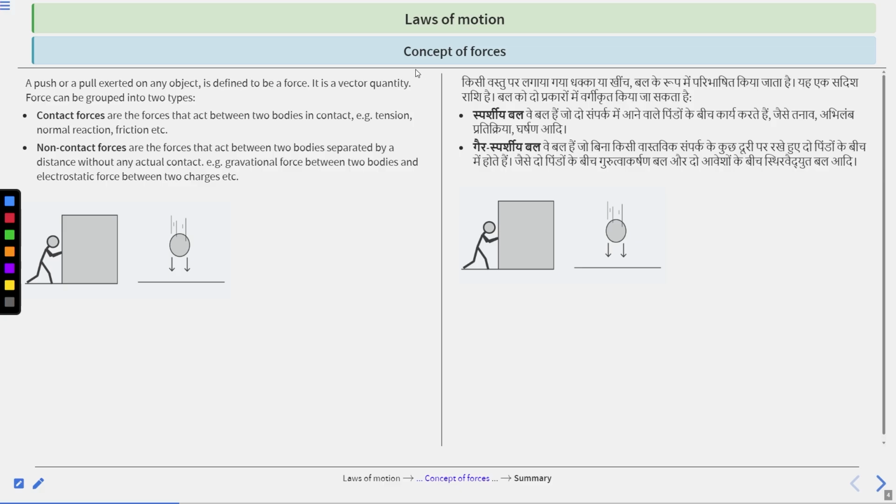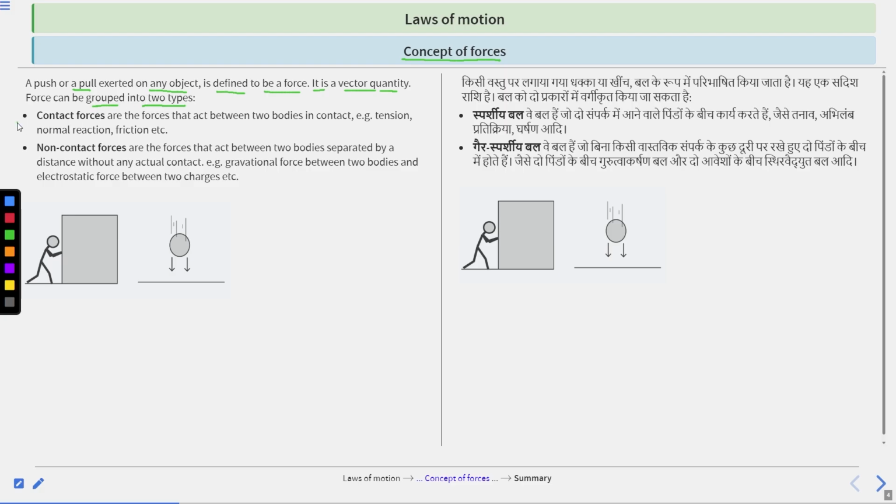So first is concept of forces. So what are the concepts of forces? There are two types of force. First is contact force, second is non-contact forces. So a push or a pull exerted on any object is defined to be a force. It is the definition of the force. It is a vector quantity, means it has both magnitude and direction. Force can be grouped into two types, which I already told you.